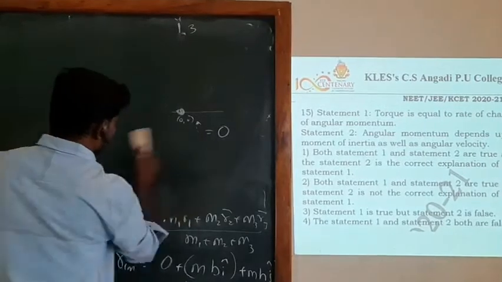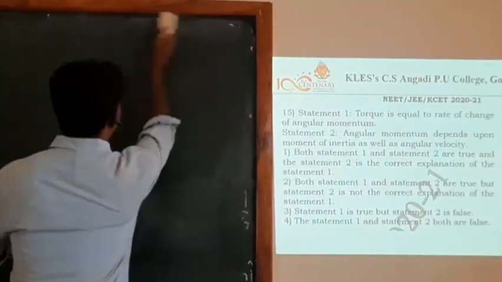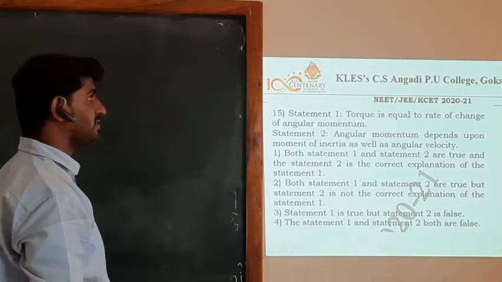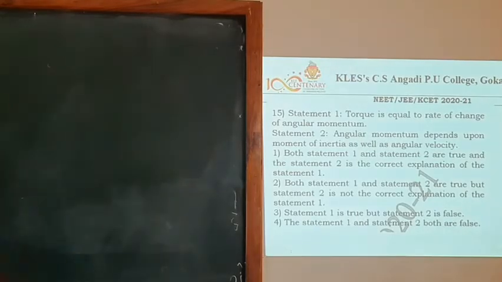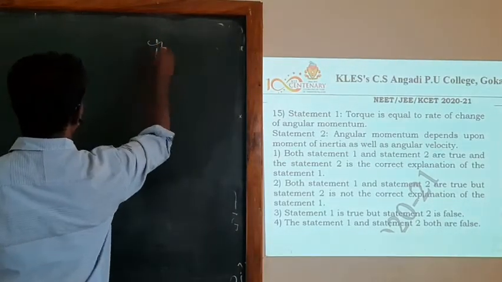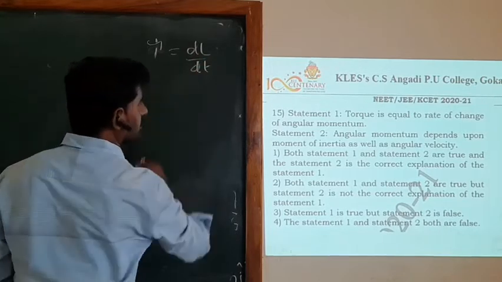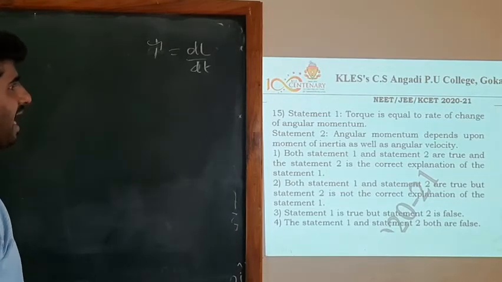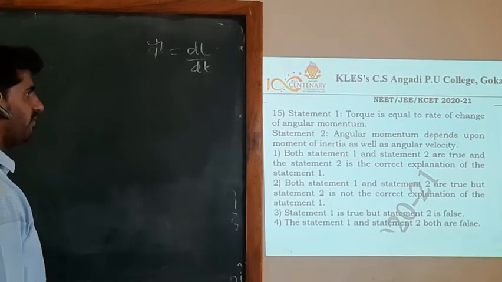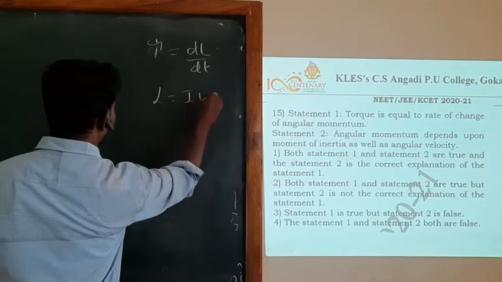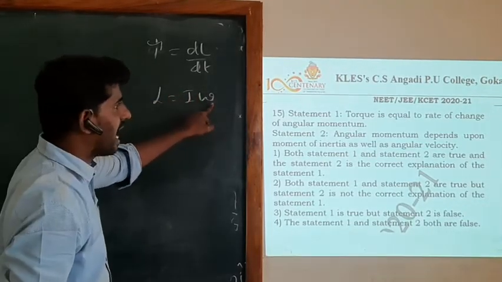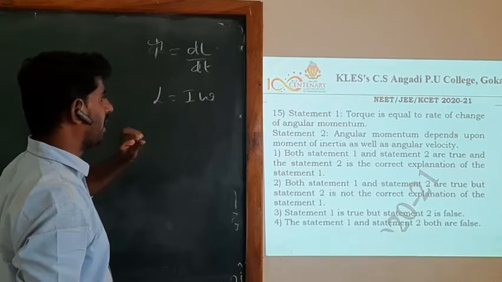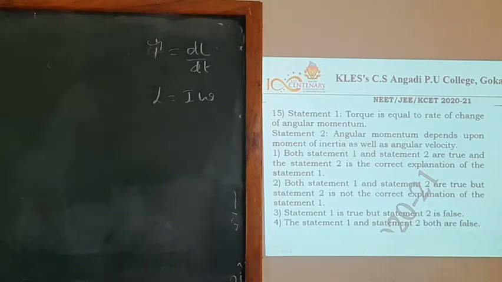This is an assertion-type question. There are two statements. Statement 1: Torque is equal to the rate of change of angular momentum. Obviously, torque is equal to the rate of change of angular momentum. Yes, it is correct. So tau is equal to dL by dt. Correct. Second one: angular momentum depends upon the moment of inertia as well as angular velocity. L is equal to I omega, moment of inertia and angular velocity. So statement 1 is correct and statement 2 is also correct. Then which of the options is correct?